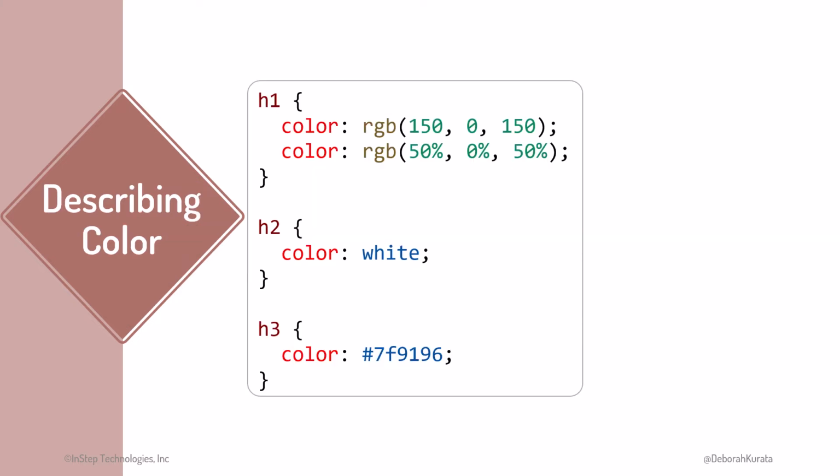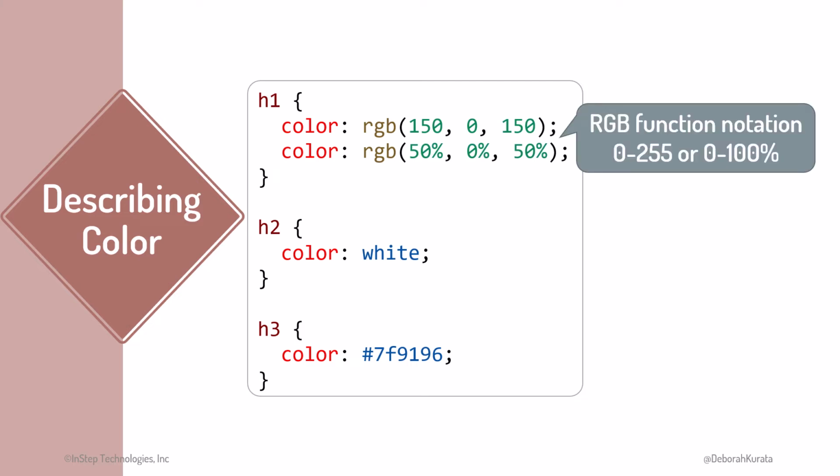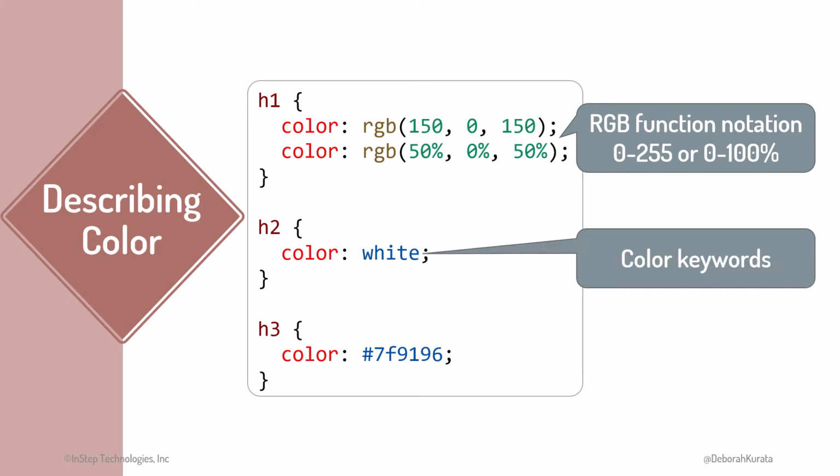There are three common ways to describe color in CSS. We can use what's called RGB function notation. Here we specify exactly how much of each red, green, and blue we want for our color. We define the amount using a number from 0 to 255, or as a percentage from 0 to 100%. Alternatively, we can use a predefined color keyword, such as white or dark slate gray.